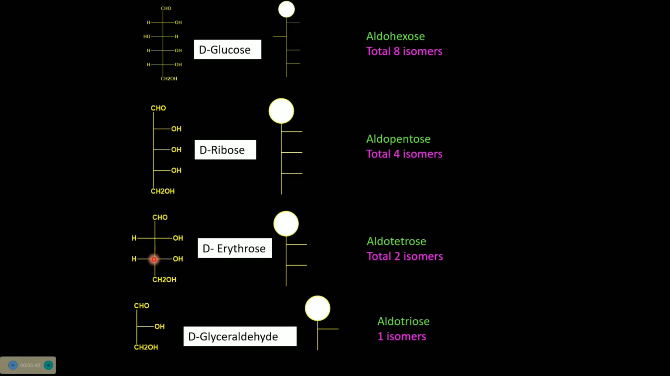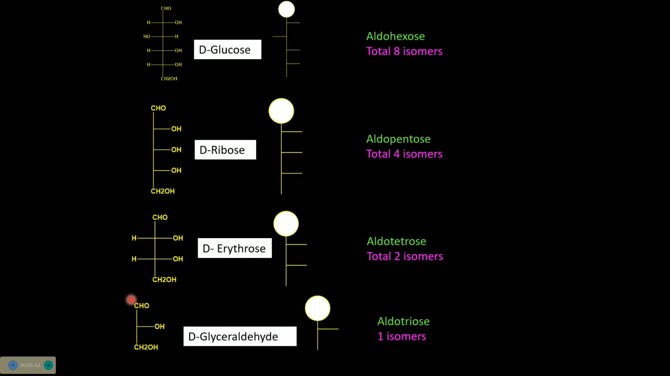If in this bottommost chiral carbon the OH is on the right side, then it is D. If the OH is on the left side, then it is L. If we take this compound's mirror image, then we will get L-erythrose. Now come to the main points. I am writing here: total 8 isomers, total 4 isomers, total 2 isomers, total 1 isomer.